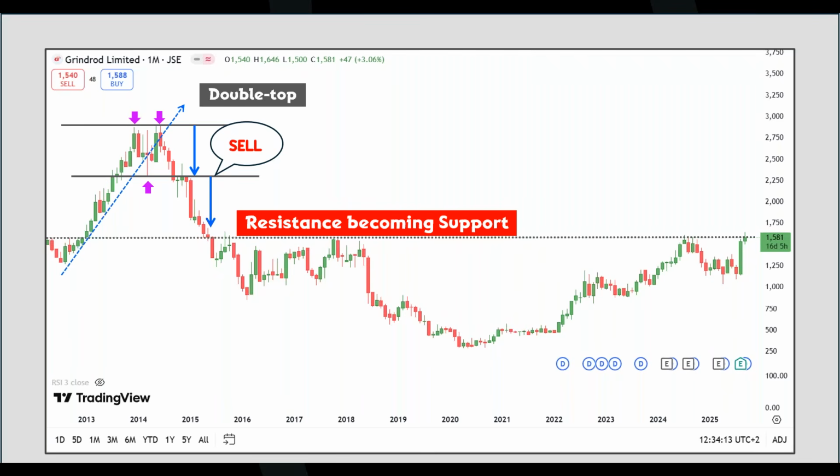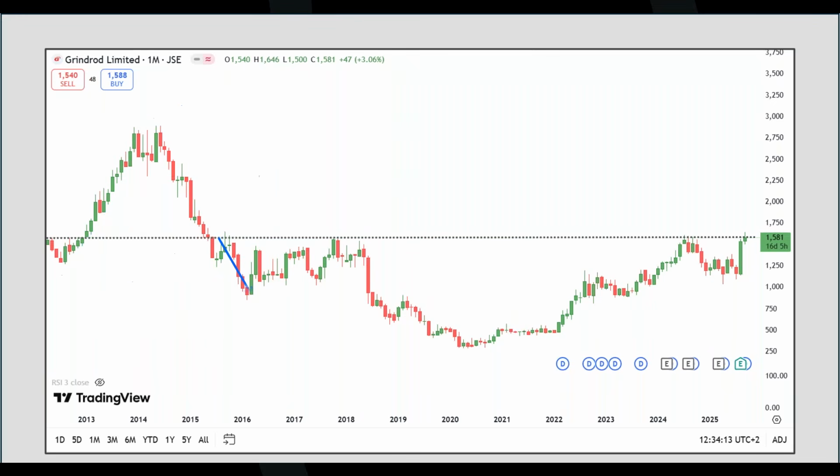And then that resistance, because this was resistance, becomes support. You're out of this investment, for example, or you've gone short as a trader. Now you start seeing the resistance being support. It means I need to still stay short here, or I can't get into this investment yet.